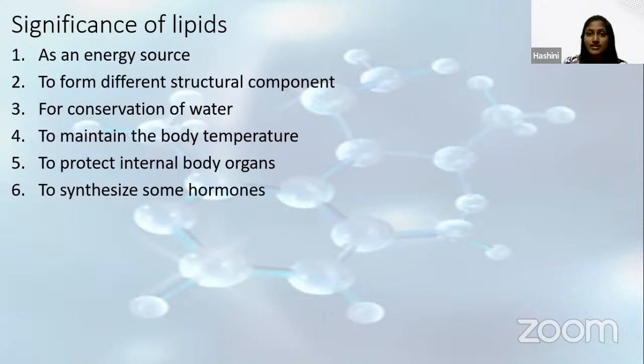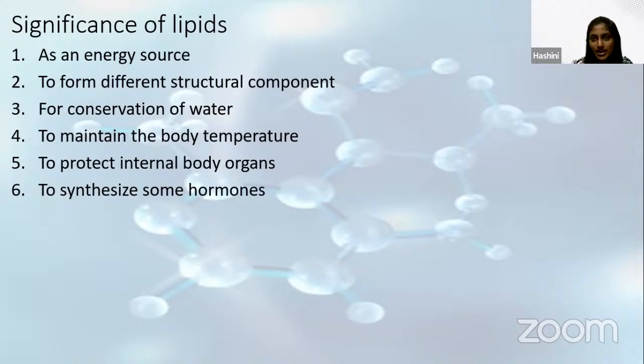Cell membrane, right? Within the cell, the cell membrane contains lipids like phospholipids and cholesterol. The cell membrane structure is created with these lipids, phospholipids and cholesterol, right? And the next significance is what? For conservation of water, right?